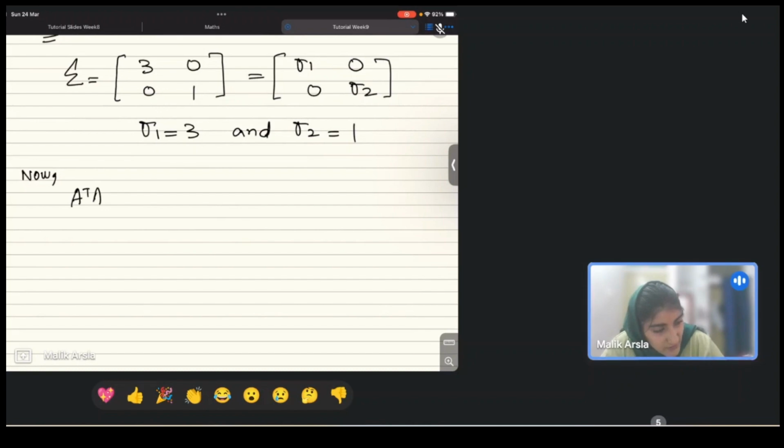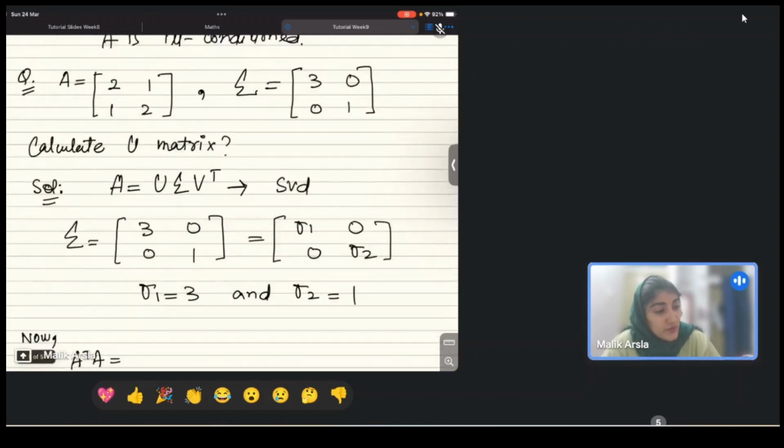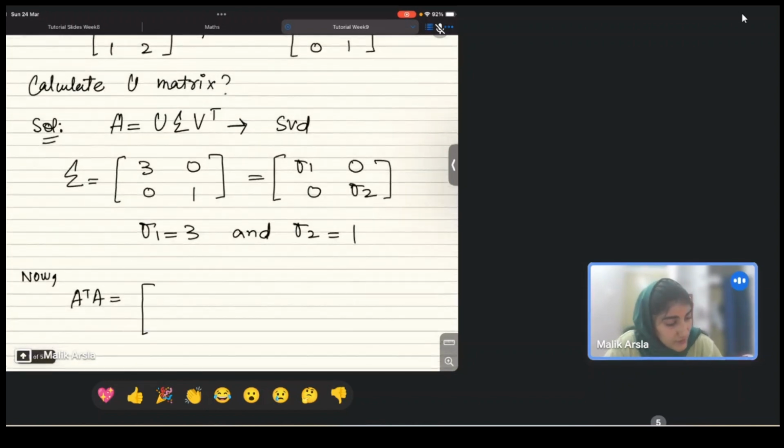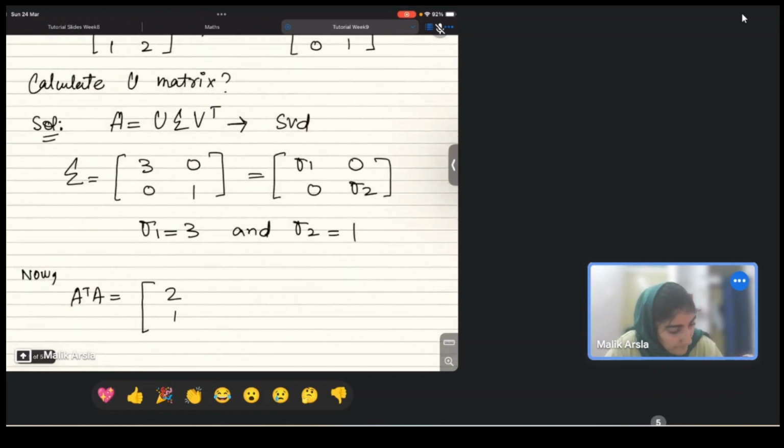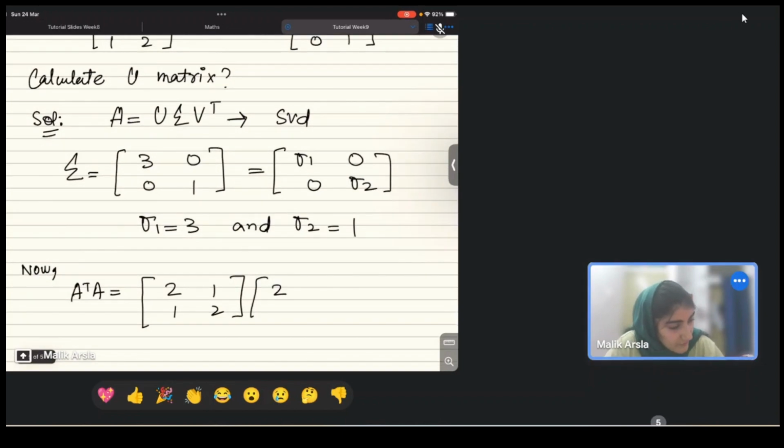Now, what is A transpose A? Can you tell me quickly? Quickly calculate and tell me what A transpose A is coming out to be. 5, 4, 4, 5.